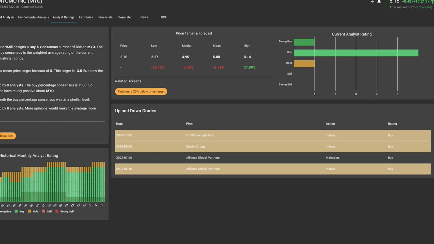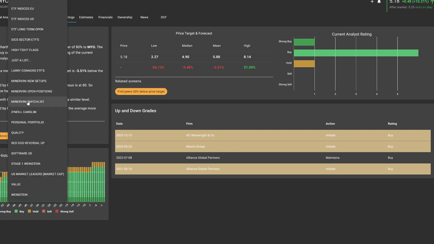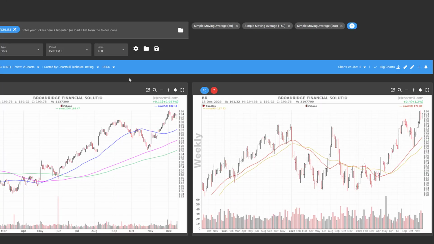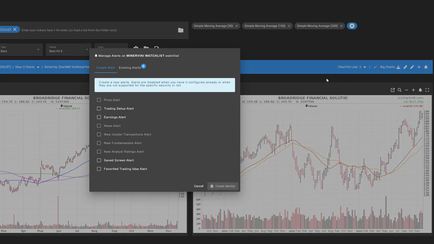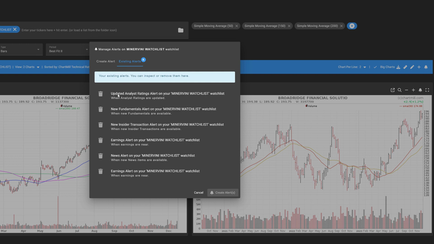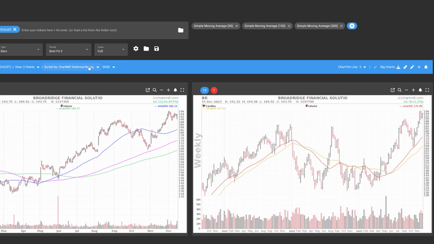So for each of my watch lists I have alerts in place, and these are updated analyst ratings, new fundamental alerts, new insider transaction alerts, earnings alerts, and news alerts. And because it's on the level of the watch list, for every stock that is added to this watch list, I'm getting an alert automatically. That's the reason that yesterday I received that alert.